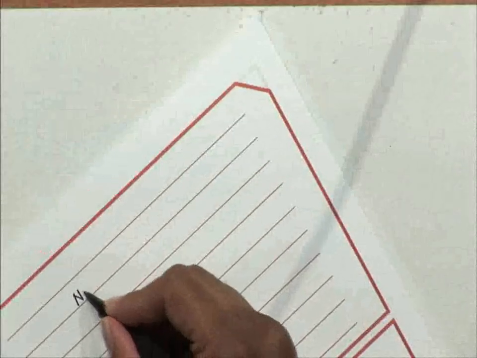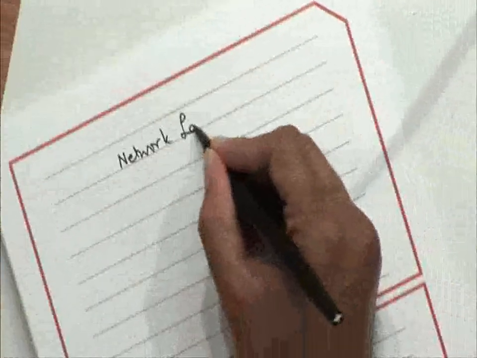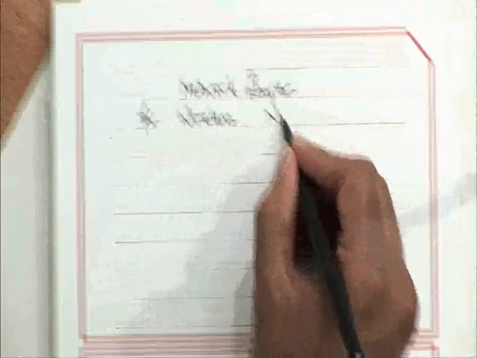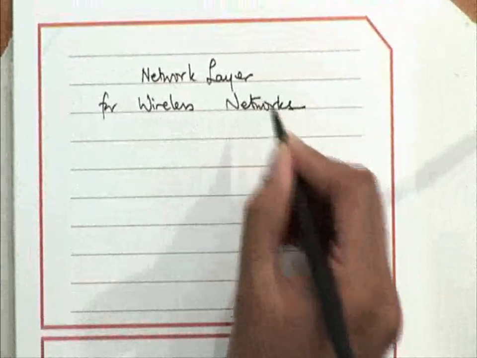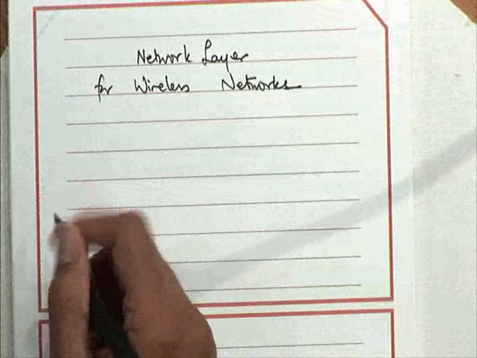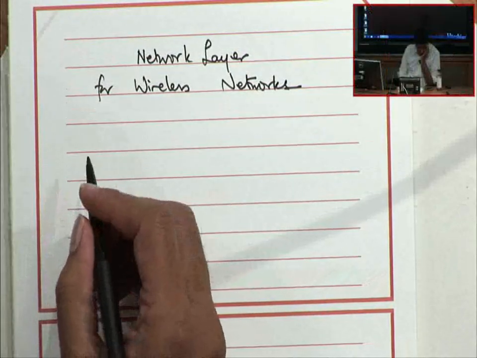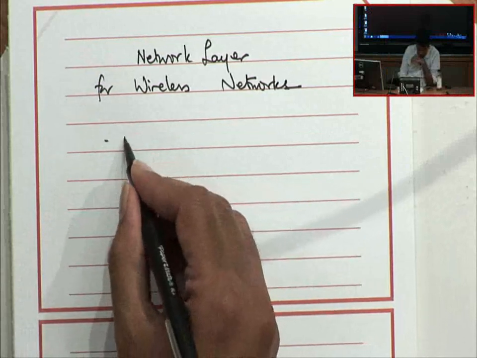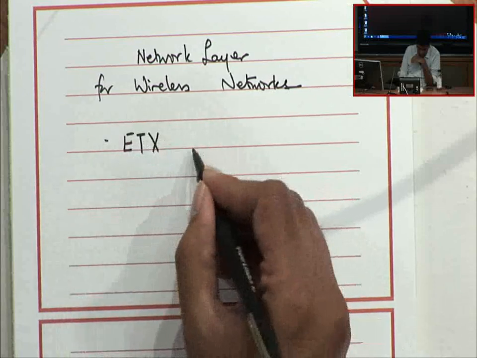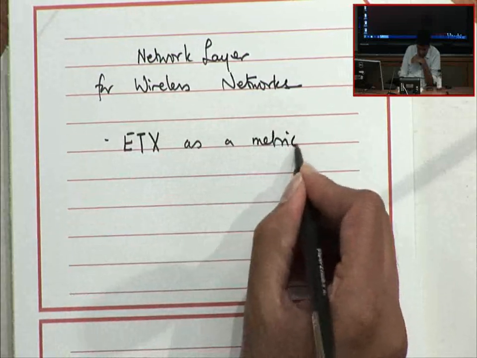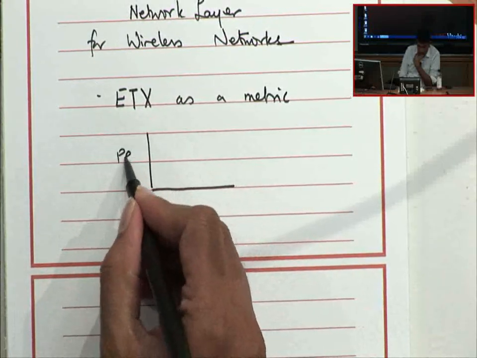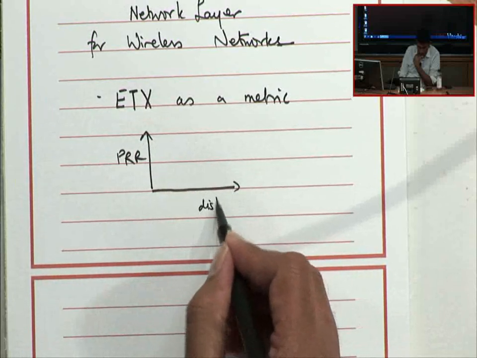Okay, so we've been talking about the network layer. And so far, really, we've covered a couple of topics. The first was ETX as a metric. And just to refresh our memory, we talked about the packet reception rate as a function of distance.